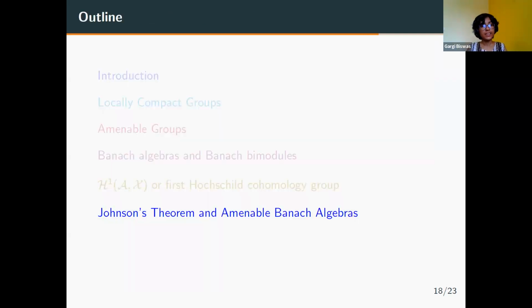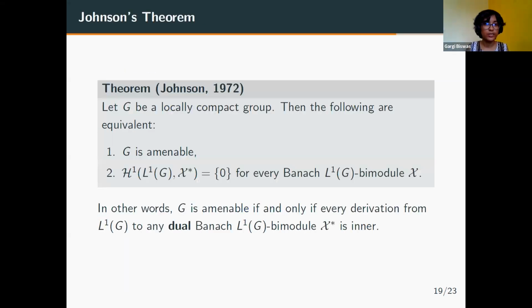Okay, so again, we have come back to Johnson's theorem. If G is a locally compact group, then G is amenable if and only if the first Hochschild cohomology group of L1G with coefficients in X star vanishes for every Banach L1G bimodule X. In other words, G is amenable if and only if every derivation from L1G to any dual Banach L1G bimodule X star is actually going to be inner.